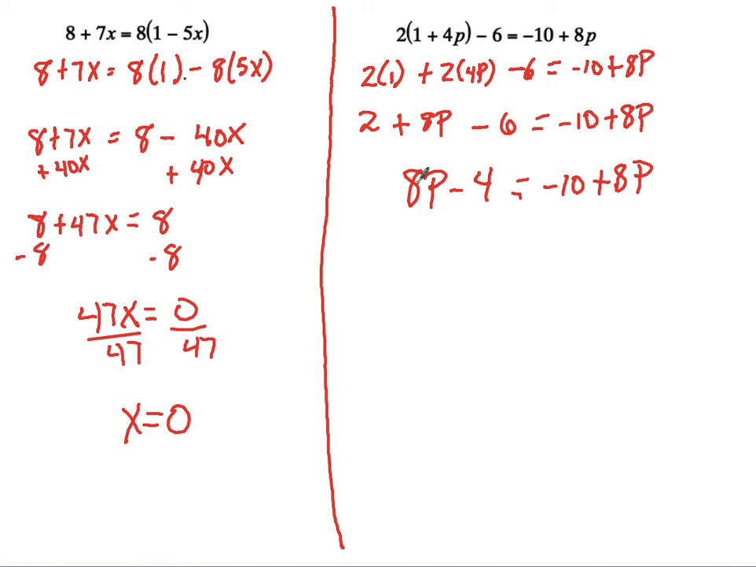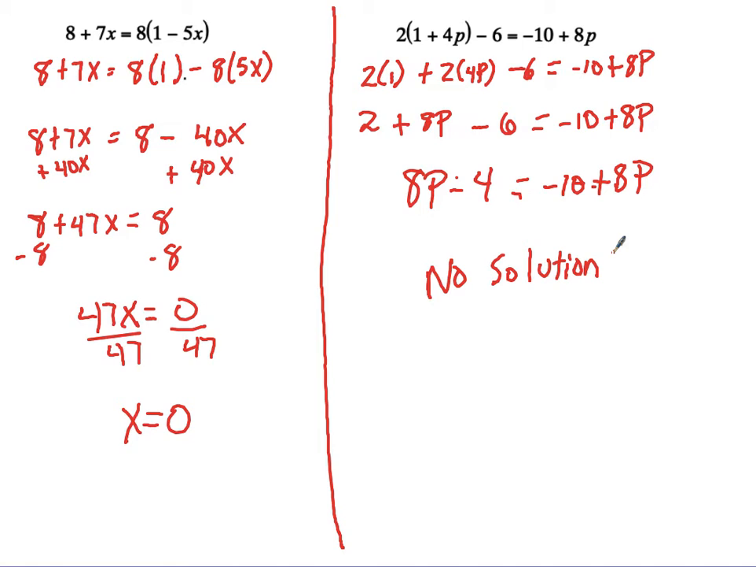So this one, I look at my variable terms. They're the same variable terms, but then my two constants, my two numbers, are different. So that should tell you this one is a no solution. Oops. If I knew how to spell. Solution.